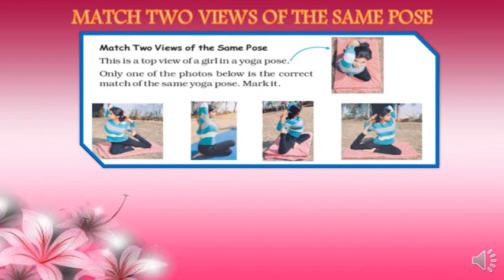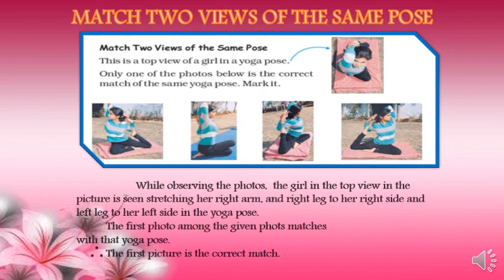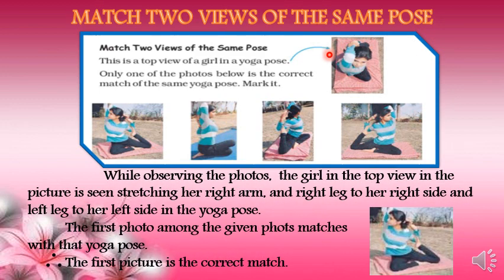Now look at this picture. Match two views of the same pose. Here one pose is given for us. In this pose, the girl's yoga pose is given from the top view. So observe the picture clearly. By observing, the girl is stretching her right arm and right leg to her right side and the left leg to her left side.